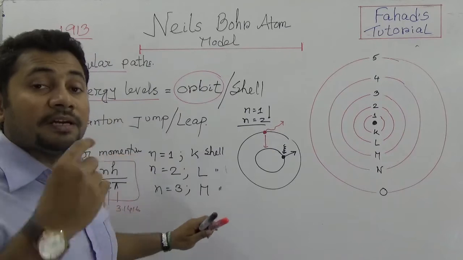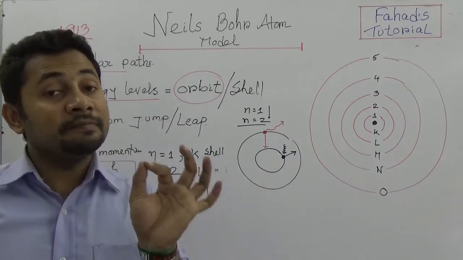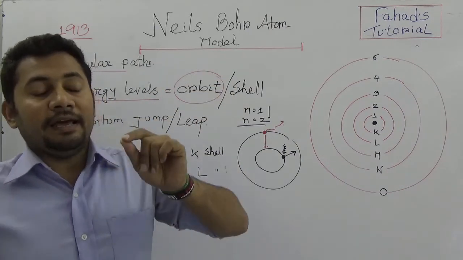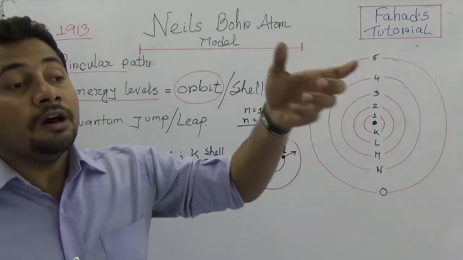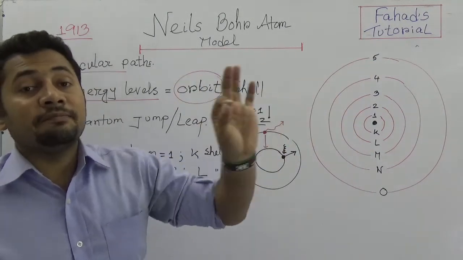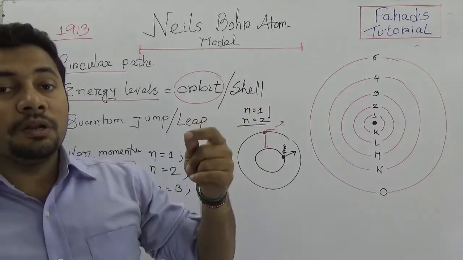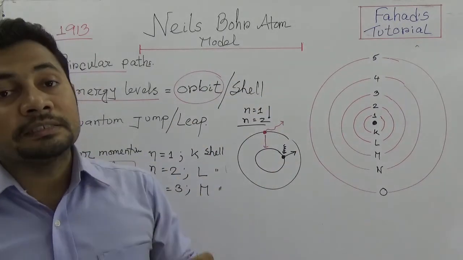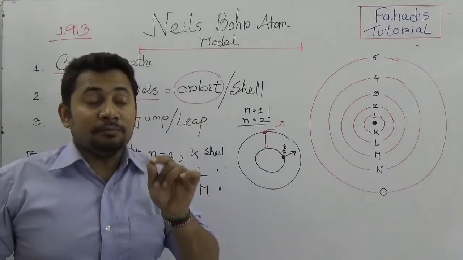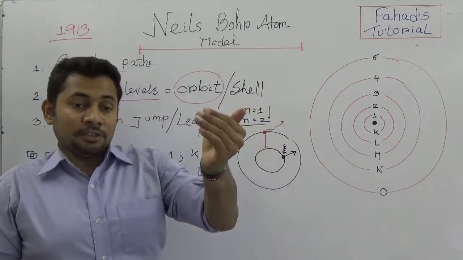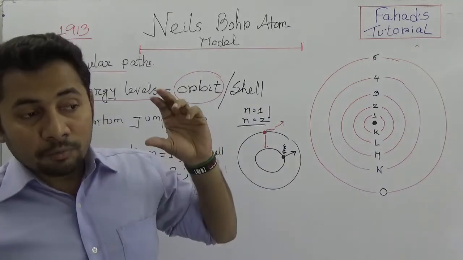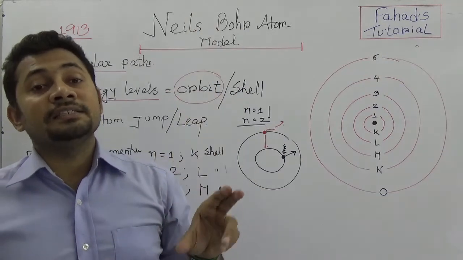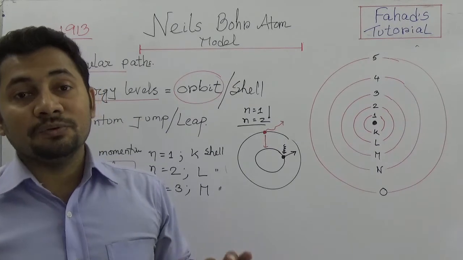So quantum jump means when an electron absorbs a definite or fixed amount of energy, it can go from a lower energy level to a higher energy level, or reversibly, when an electron emits a fixed amount of energy, it can come to the lower energy level, and this jump is known as quantum jump or quantum leap. When it comes from a higher energy level to a lower energy level, it emits energy, and when this energy goes through the prism, it looks like a combination of light in different colors, and these different colors are known as spectra.